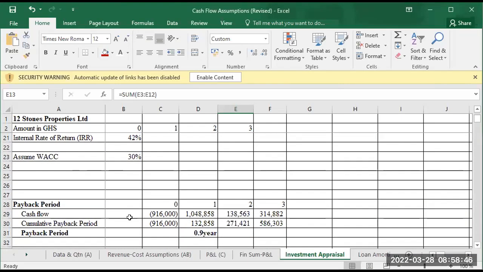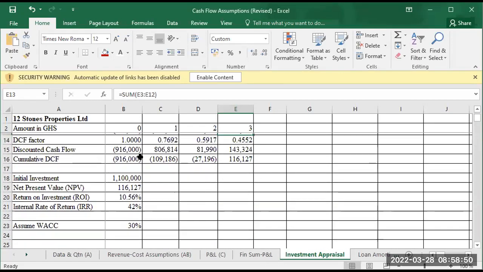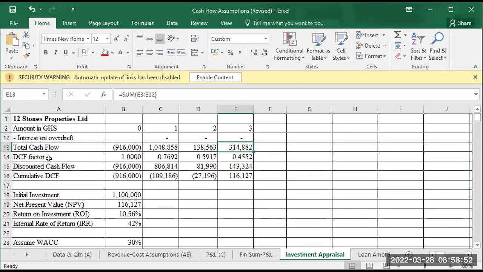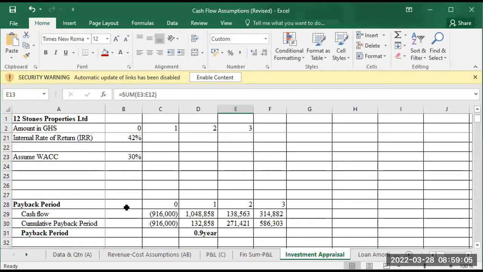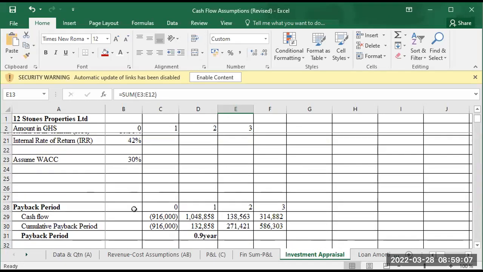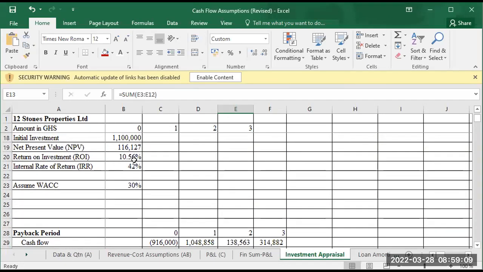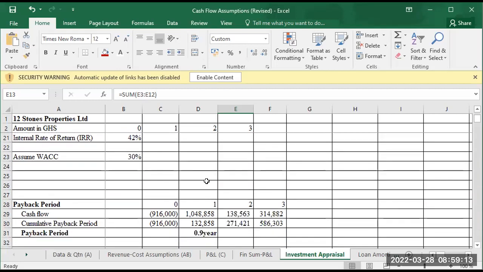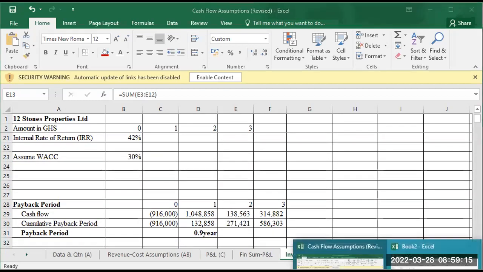So this is supposed to show us how the discounted cash flow is done using this discount cash flow factor, how we got the discounted cash flow, how we get the cumulative discounted cash flow, and then how we calculated the payback period, the internal rate of return, the return on investment, and the net present value, right? So I'll show you here how I did that.